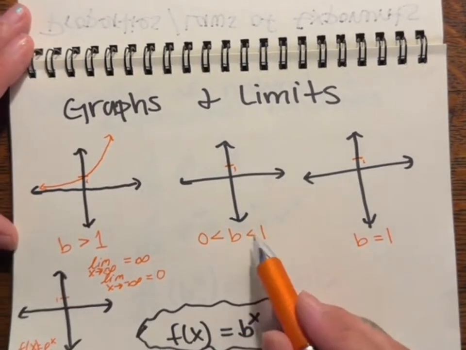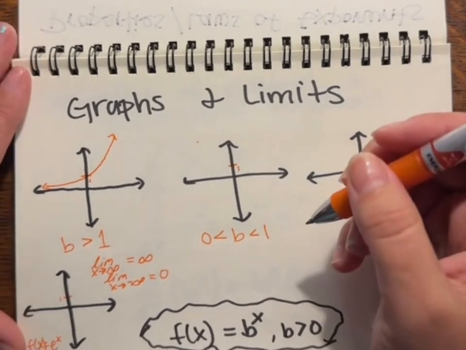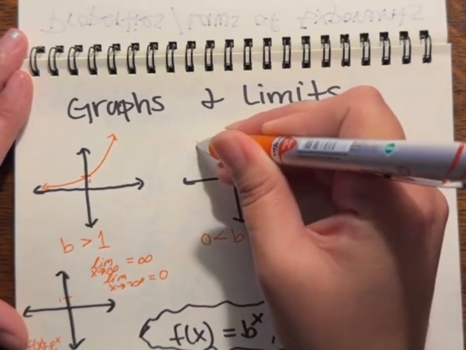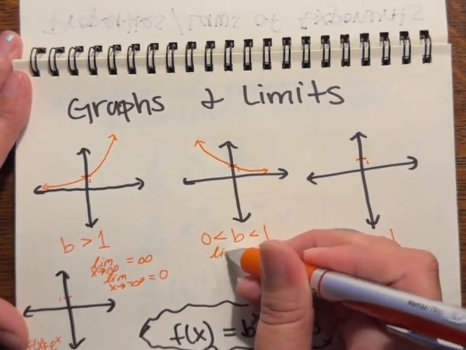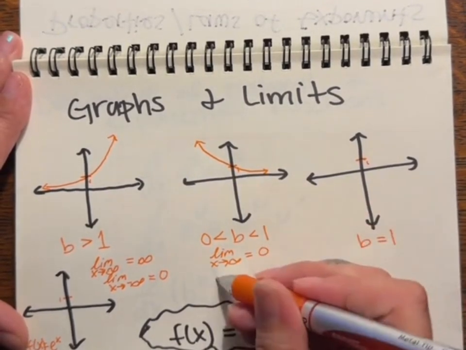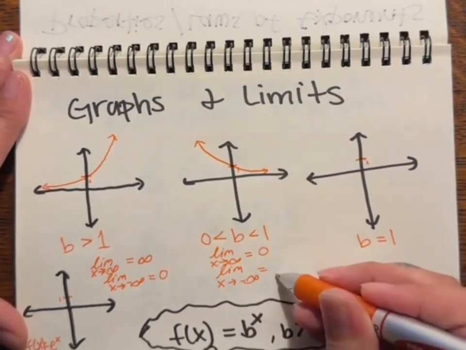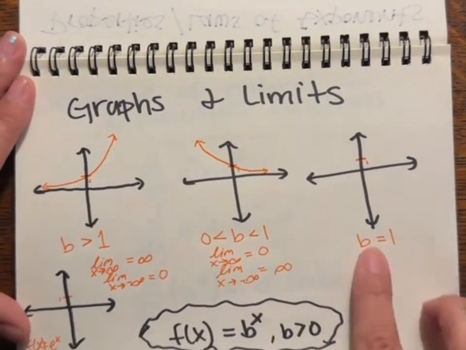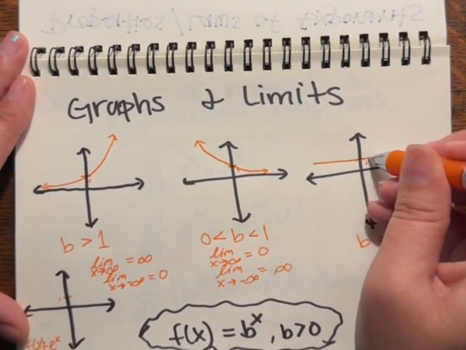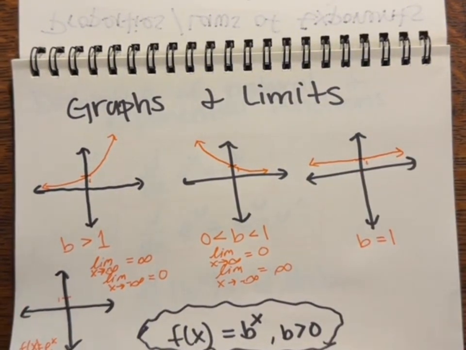When b is less than 1 and greater than 0, your graph will be decreasing. And so the limit as x approaches infinity is going to be 0. And then the limit as x approaches negative infinity is going to be infinity. And then here when b equals 1, 1 raised to the power of anything is always 1. So this is what it looks like for the graph when b is equal to 1.